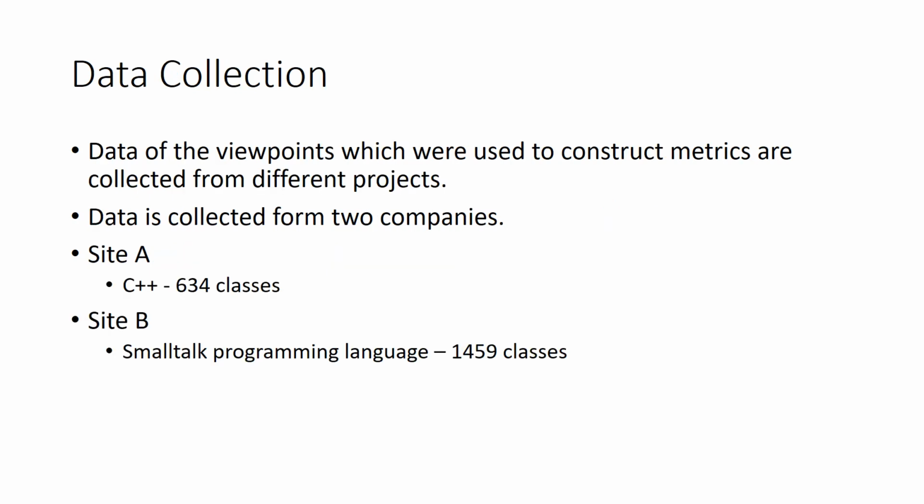To evaluate these metrics, we need to collect data from the existing projects. For this, the authors have collected data from two different companies, which they have named Site A and Site B. From Site A, they have collected metrics data from 634 classes from two C++ libraries, in which they are used in a graphical user interface. But from Site B, they have chosen a different programming language, that is the Smalltalk programming language, which is used for developing machine control and manufacturing systems.